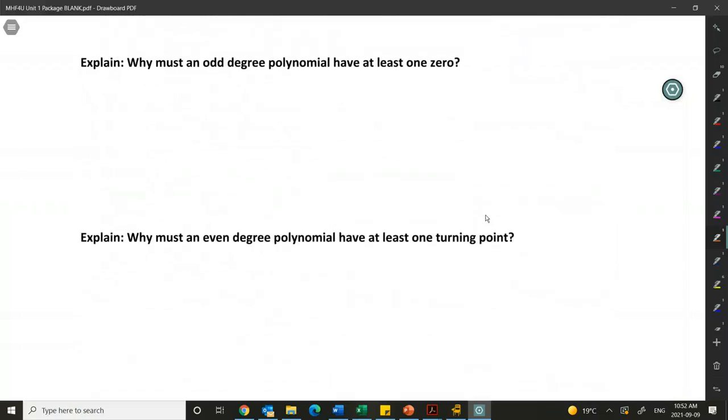Okay, so I want you guys to think about, you can chat with your partner about this, so people sitting next to you. Explain why an odd degree polynomial must have at least 1 zero. I'm thinking here about end behavior. So what about the end behavior tells you that an odd degree polynomial has to have 1 zero? And why does an even degree polynomial have to have at least 1 turning point? Think about the end behavior. So see if you and your partner can come up with some statements for these.